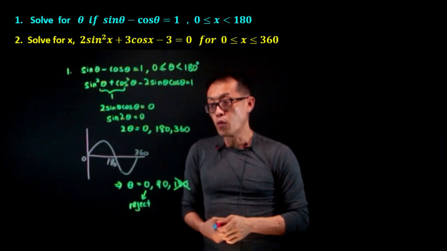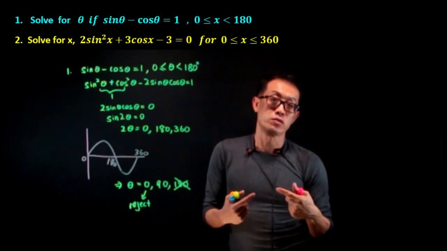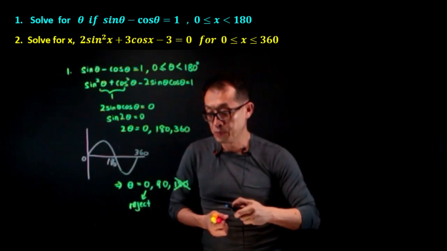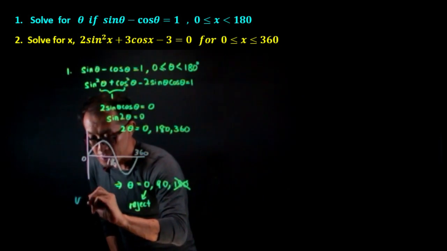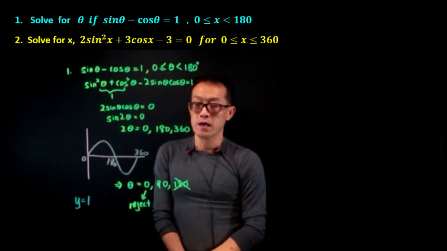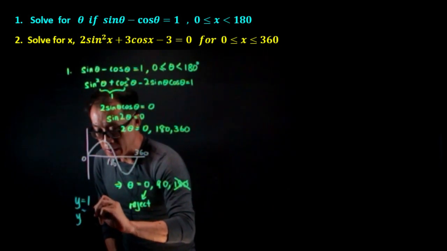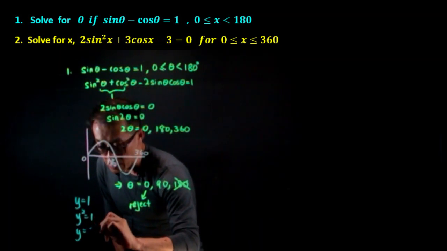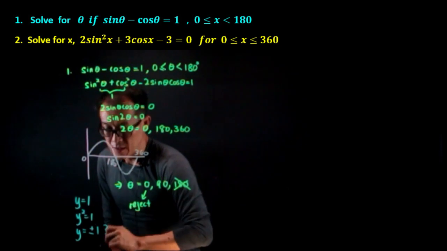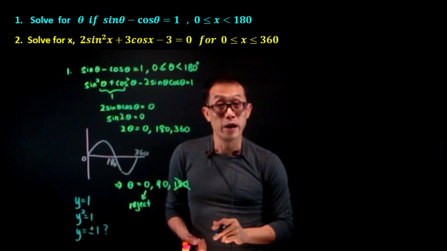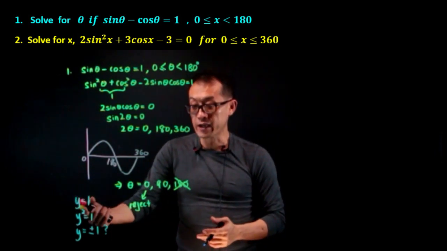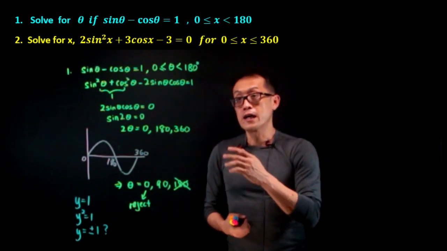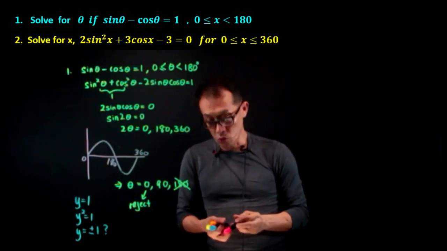You may be wondering why extra solutions are generated when we square both sides. Let me just show you. Let's say y equals 1. Then you square both sides, you get y squared equals 1. Now you square root both sides, y equals plus or minus 1. But your original statement was y equals 1. So you have to check back. Now let's move on to question 2.